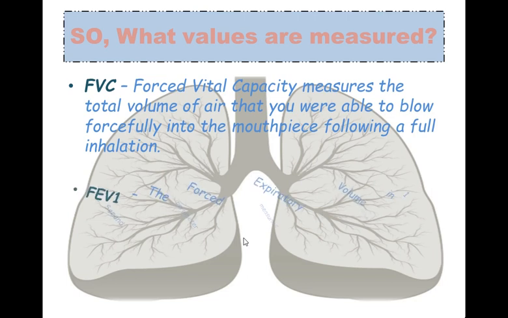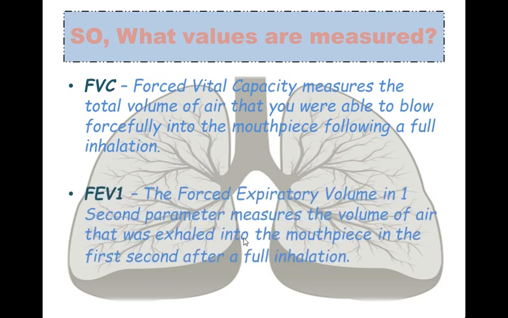The next thing to measure is the forced expiratory volume in the first 1 second. That is a very important parameter, because normally 80% of the total exhaled air gets blown out in the first 1 second of expiration. So if this normal value is not found in any particular patient, that indicates that there is a problem in the lung function.